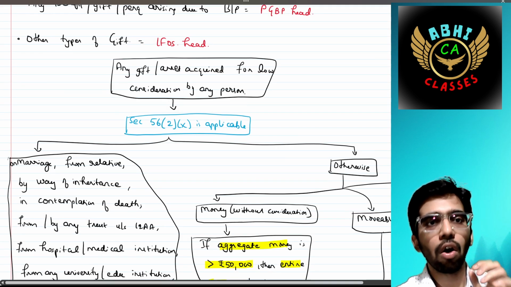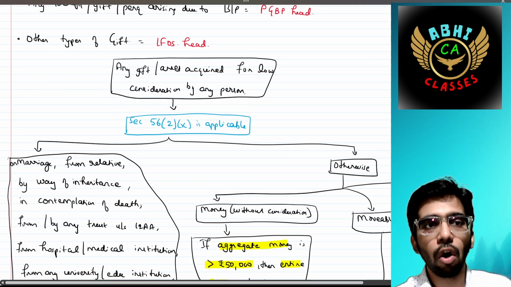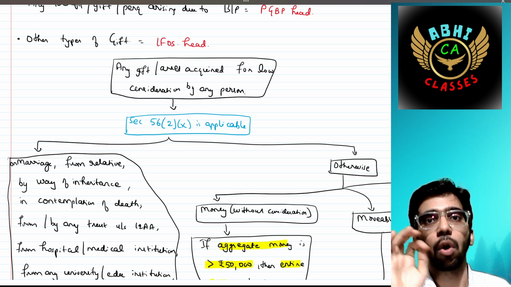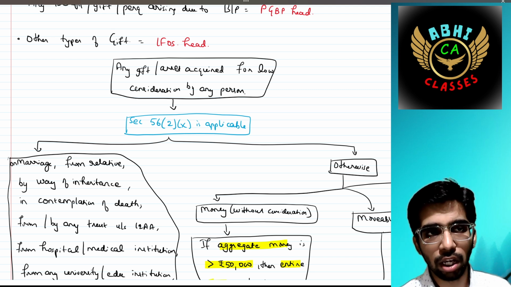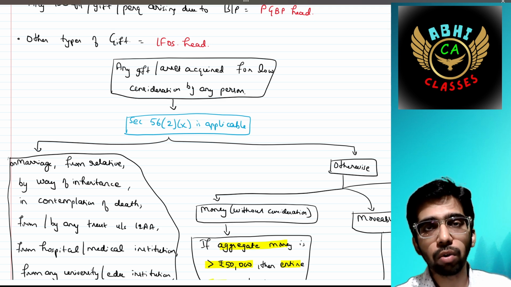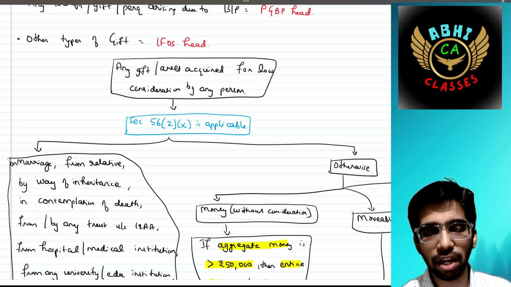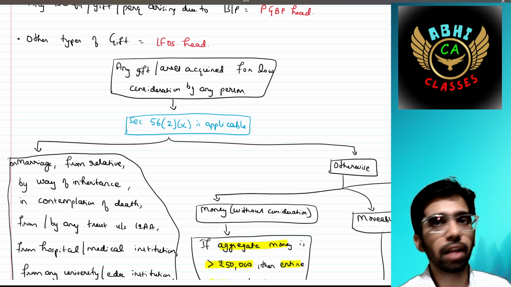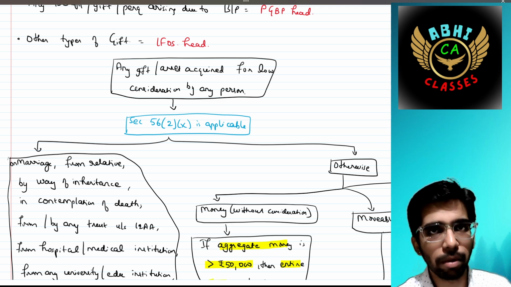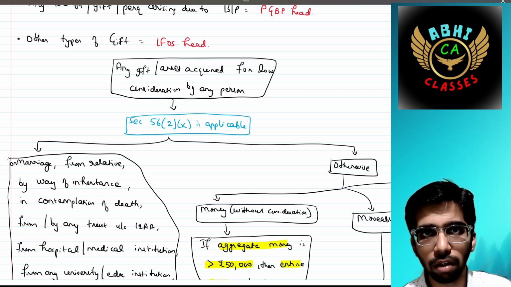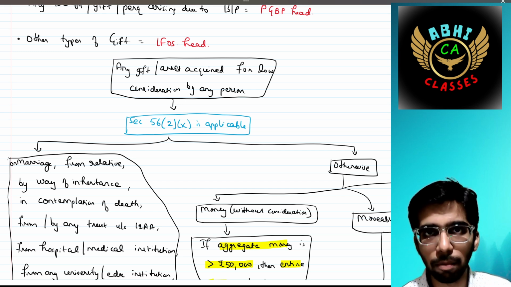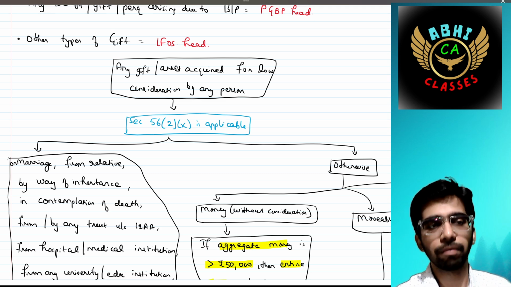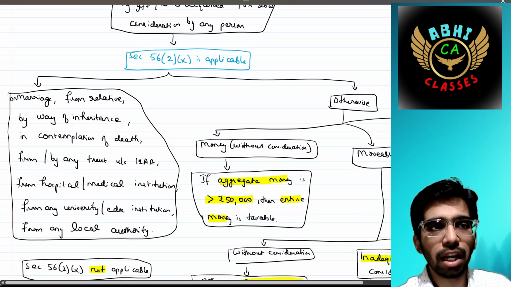Any gift or asset acquired for low consideration by any person, then section 56 subsection 2 subclause 10 is applicable. If the gift is received at a nominal value, then no taxation arises. If it is received at a lower value than its market value or SDV, as the case may be, then it should be chargeable as taxable income under income from other sources under section 56 subsection 2 subclause 10. It is classified into two.